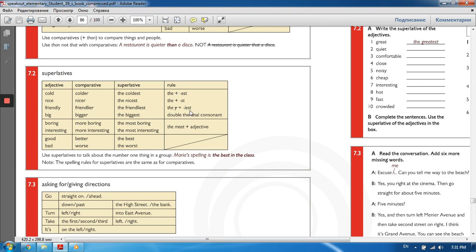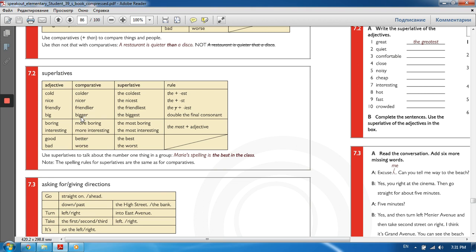These are grammar rules. And the last short adjective, big, bigger, and the biggest. You see here, they have written two g's in the comparative and the superlative degrees. Double the final consonant. As you see here, g is a final consonant, and they have doubled the final consonant.